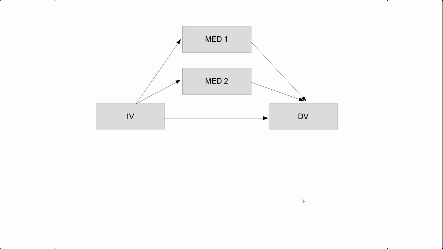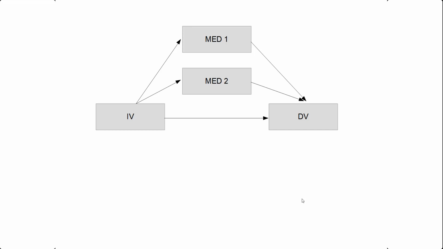Let's look at another example. Here we have two parallel mediators. So this is still PROCESS model 4, but with two mediators. And let's assume we want the first covariate for the model predicting the first mediator, the second covariate for the model predicting the second mediator, and both covariates for the model predicting the dependent variable.